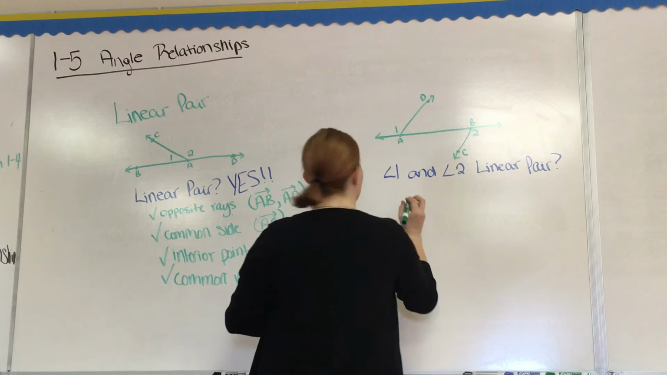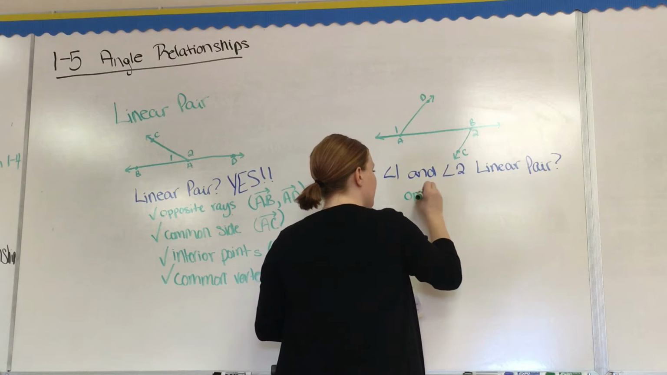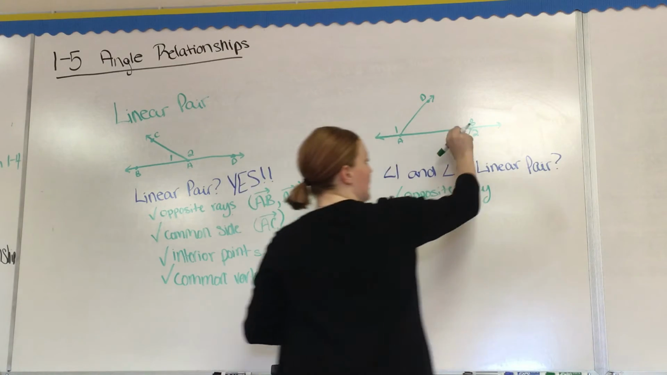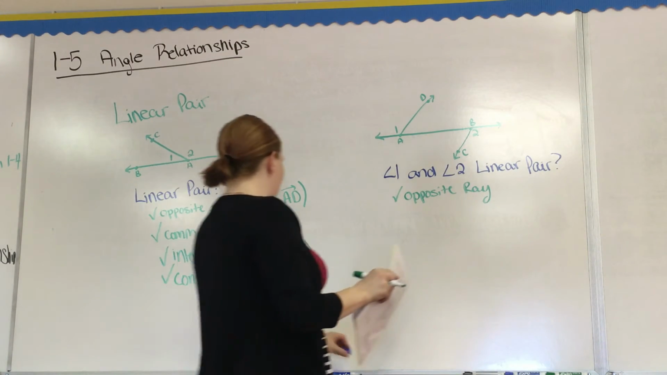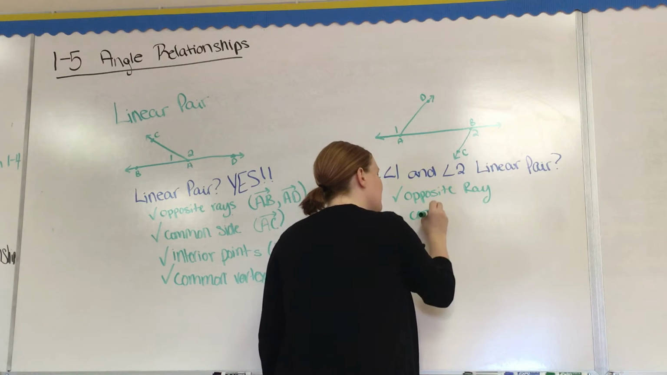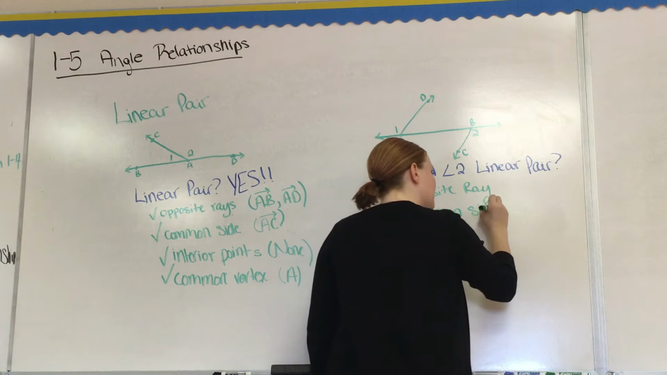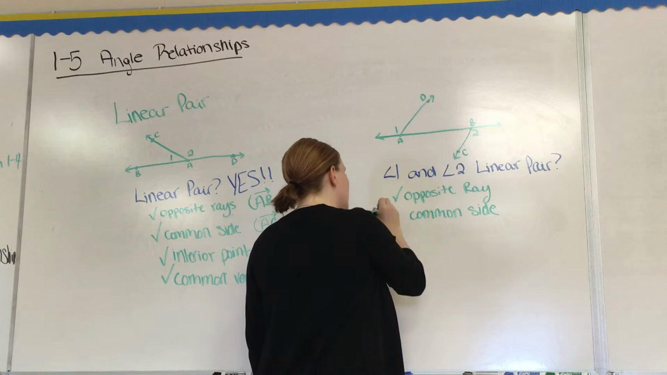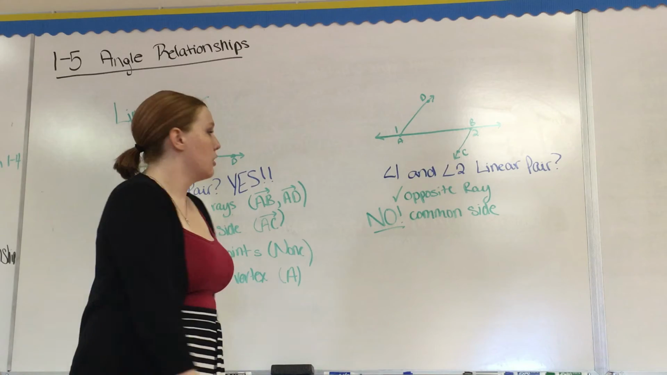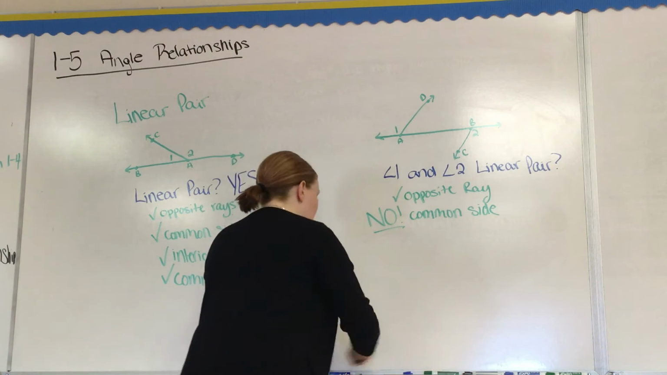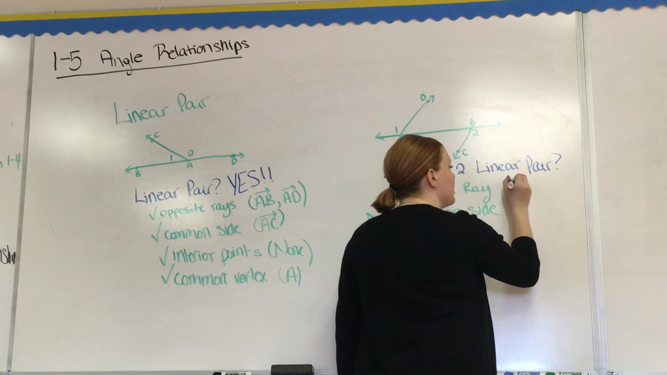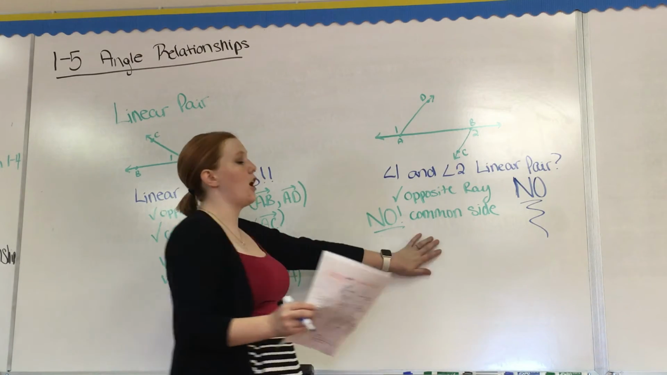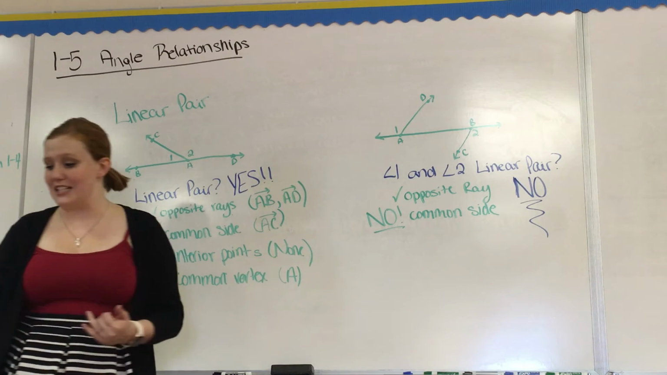Are the non-common sides opposite rays? So does it have an opposite ray? Yes, it does. We see it here and there. Opposite rays. That's a check. Does it have a common side? Okay, where's our common side? This is a big old no. So guess what? With this one no, we now know the answer up here. It is not a linear pair, so this is a no. They are not, because they don't have that common side, which is necessary for it to be adjacent.